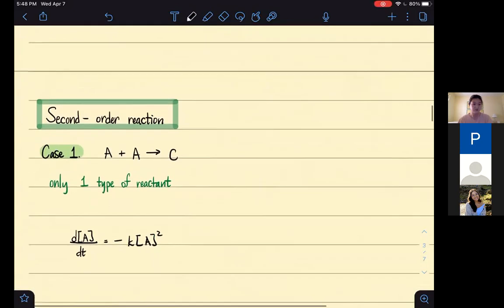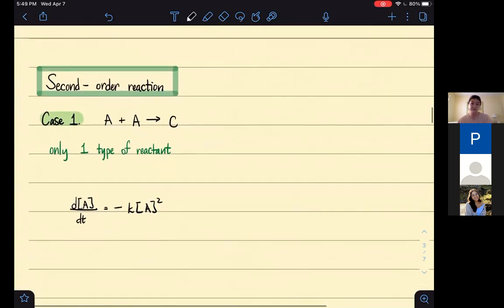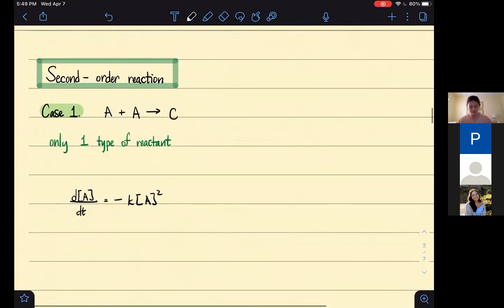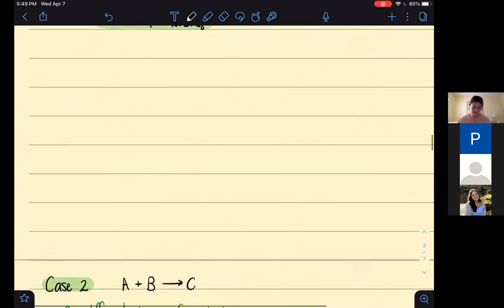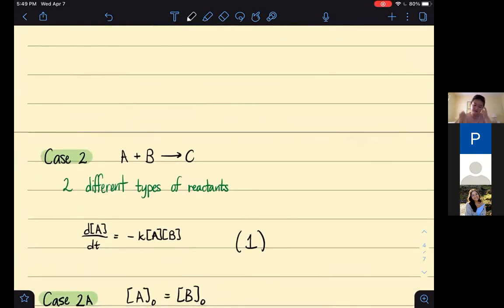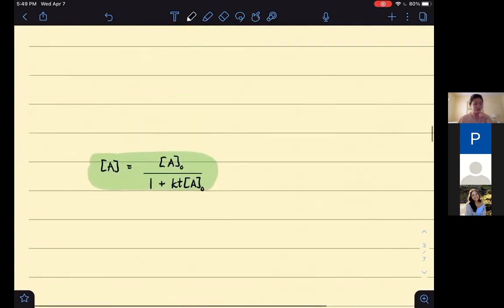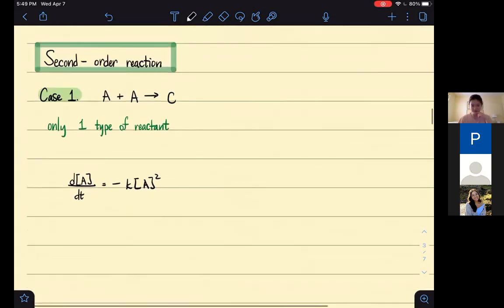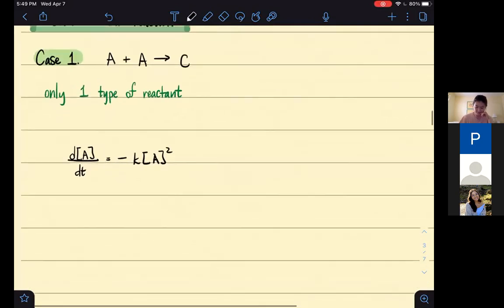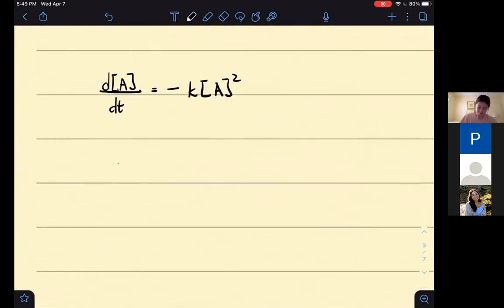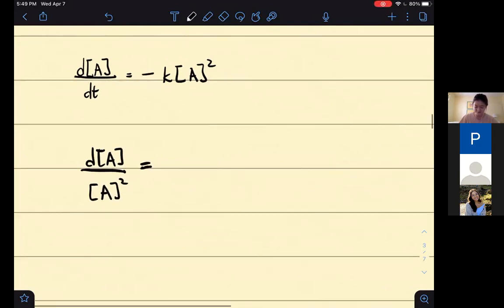For a second order reaction, we have a different case. The case we're going to talk about right now is if we have the same reactant type, so two A's make one C. The other case is two different types of reactants, A and B, and that's a lot more complicated, but we will do this one first. So again, moving this over, I will do this quickly since I think you've seen it a lot of times.